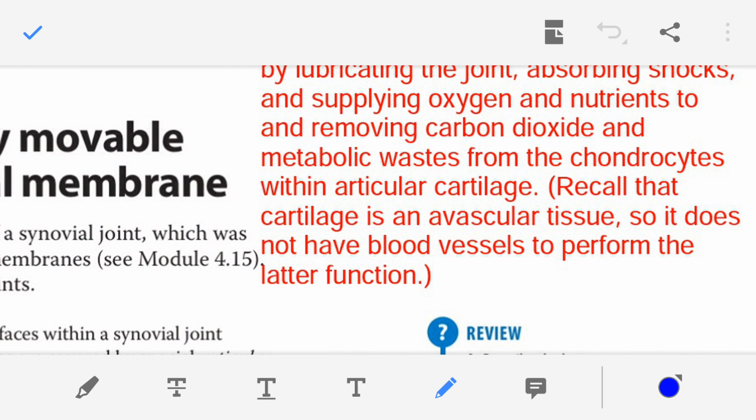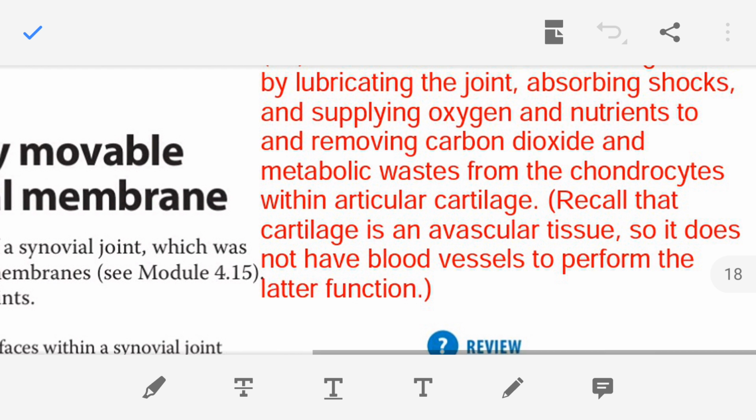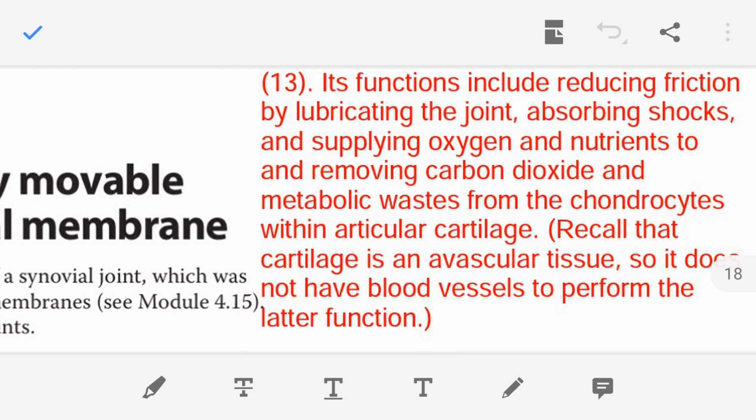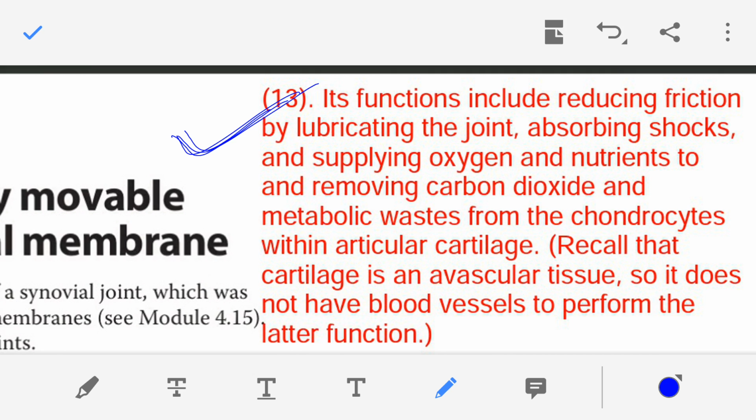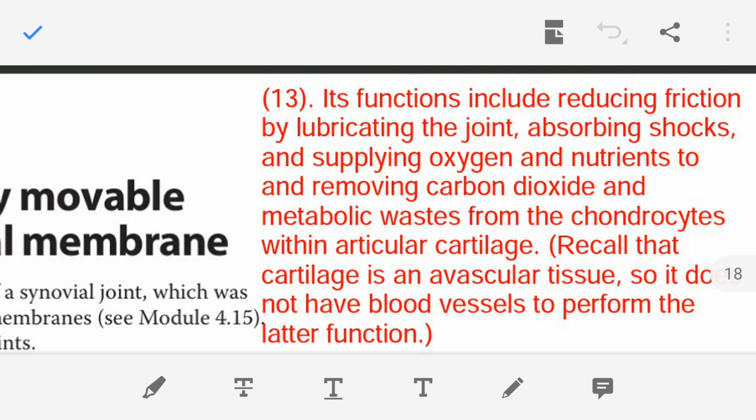Now here one thing we need to remember, that cartilage is avascular tissue. So in the cartilage blood vessels are not present. Okay, so some of the blood functions are performed by the synovial fluid. That is the meaning of this point.